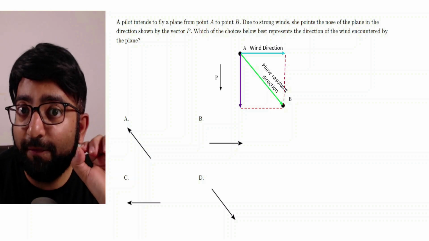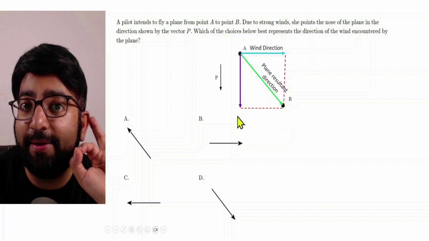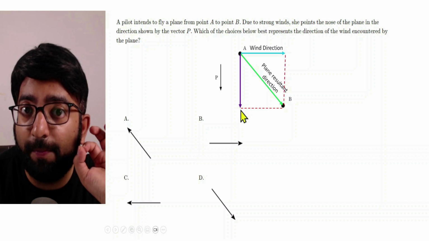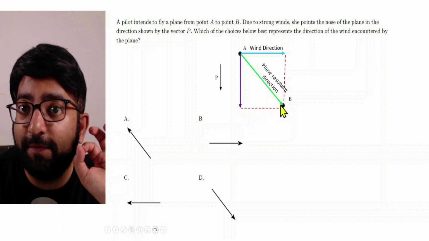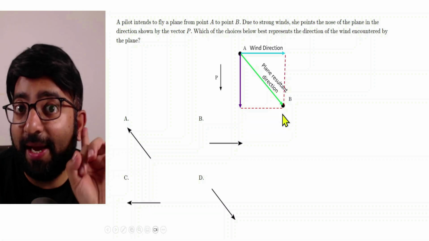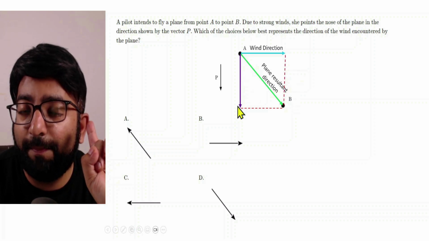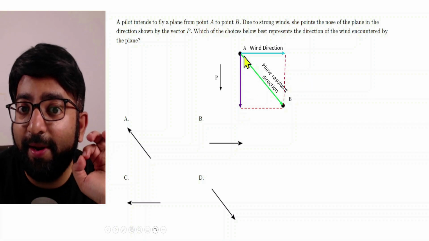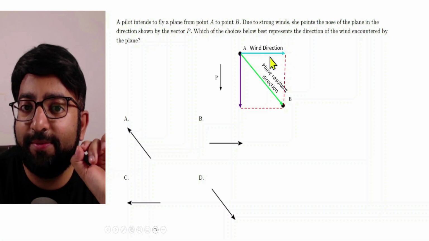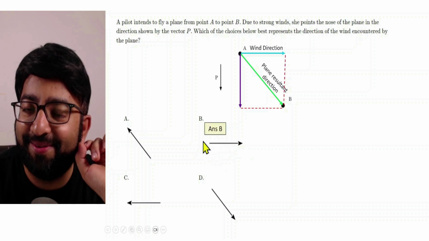So let me repeat what we had done using the resultant arrow and the purple arrow, we had created a parallelogram. So how did we do that? We connect this point where the purple arrow is ending to the end point of the green arrow. This will be one side of that parallelogram. And the second side of the parallelogram is a dotted line which is going parallel to the purple arrow. And then if we connect the last side, that last side will give us the wind direction. And if you look at all the options now, option B is the right answer.